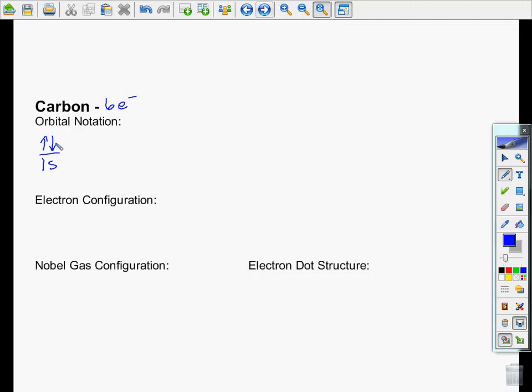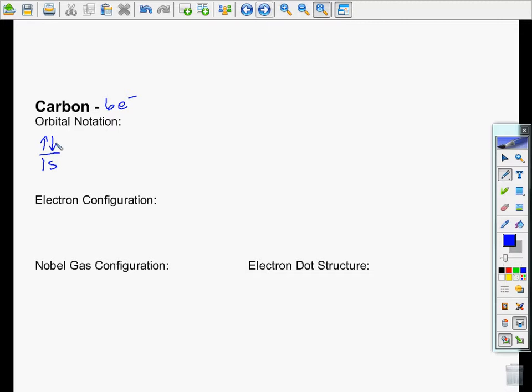So carbon's first two electrons are in the first energy level. They are in an s orbital, and they are spinning in opposite directions. That's what we just wrote. Wait, so what was the order? SPDF. It doesn't show in the book, so you need to write them on your periodic table.